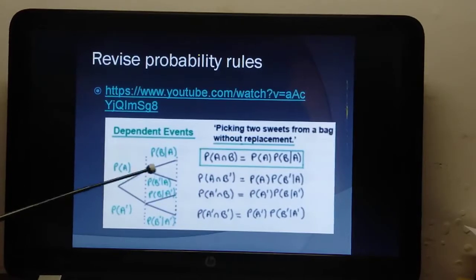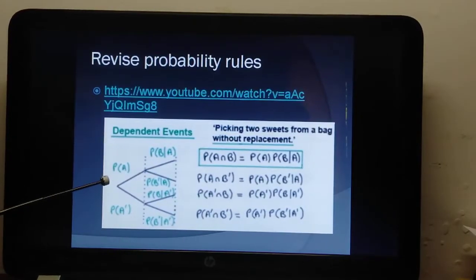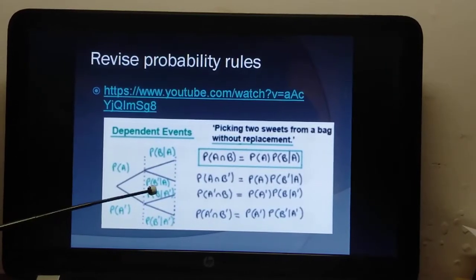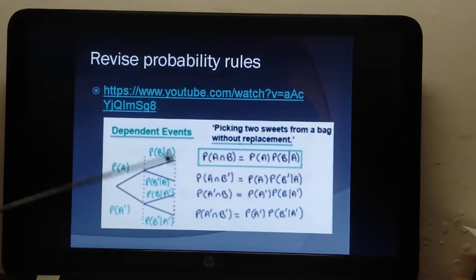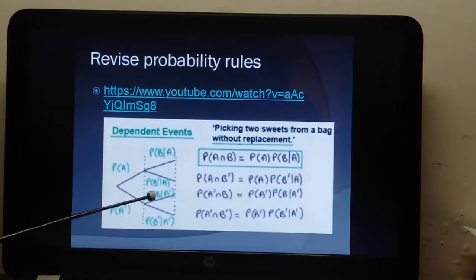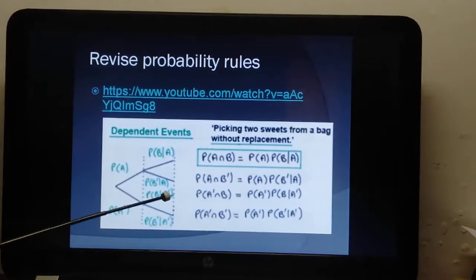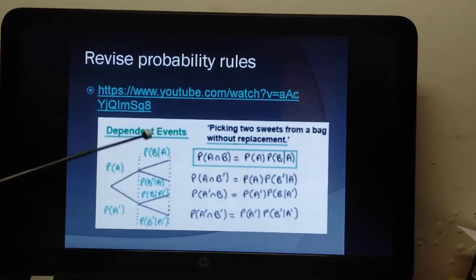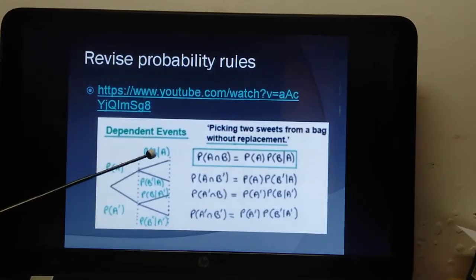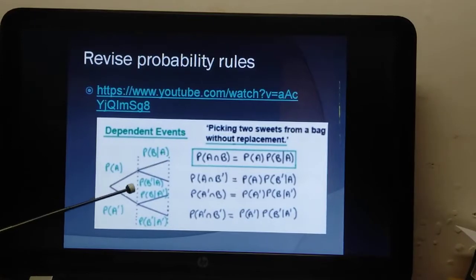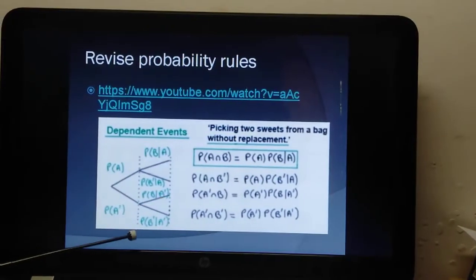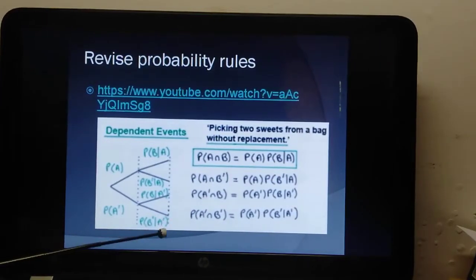So if A is already picked out, then the second sweet can be B or it can be not B, but A is already picked out. Now if the first sweet was not A, then it can be B, not A, and probability of not B, not A. Okay, so all the probabilities are probability of B given A, probability of not B given A, probability of B not A, and probability of not B not A.